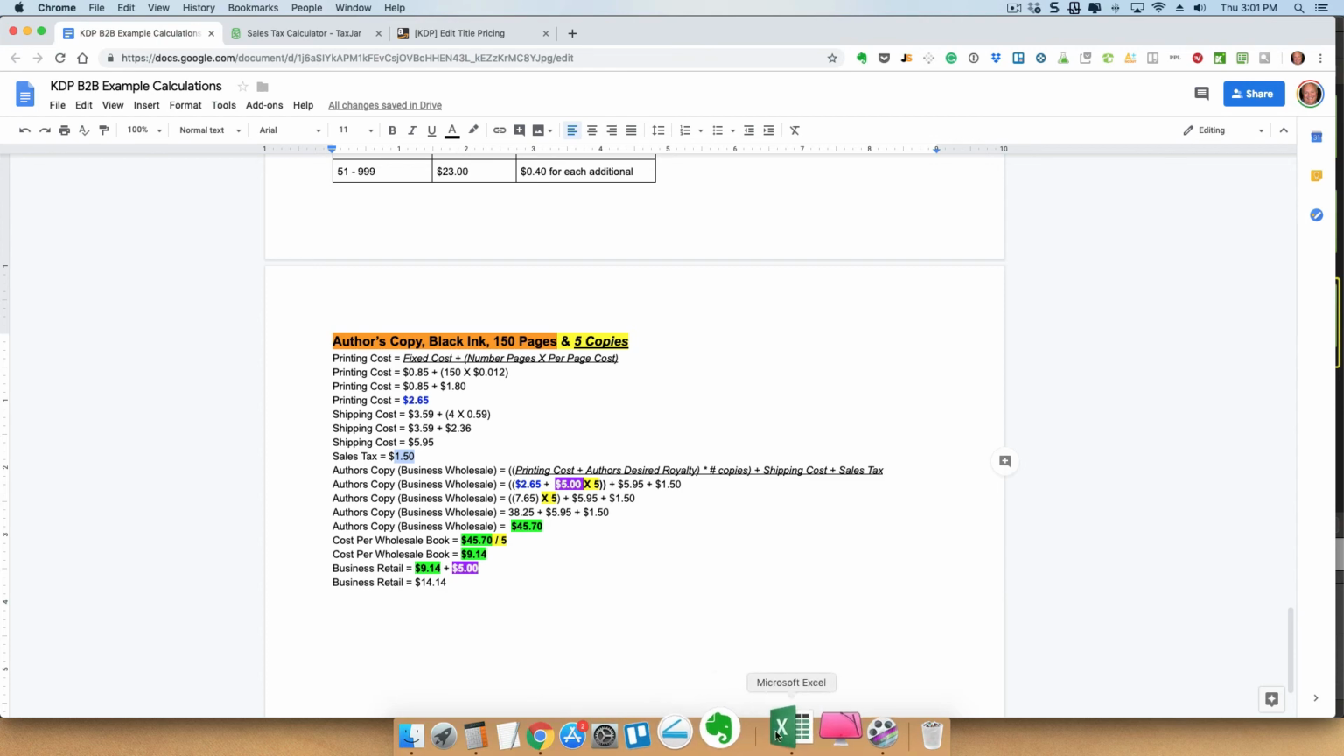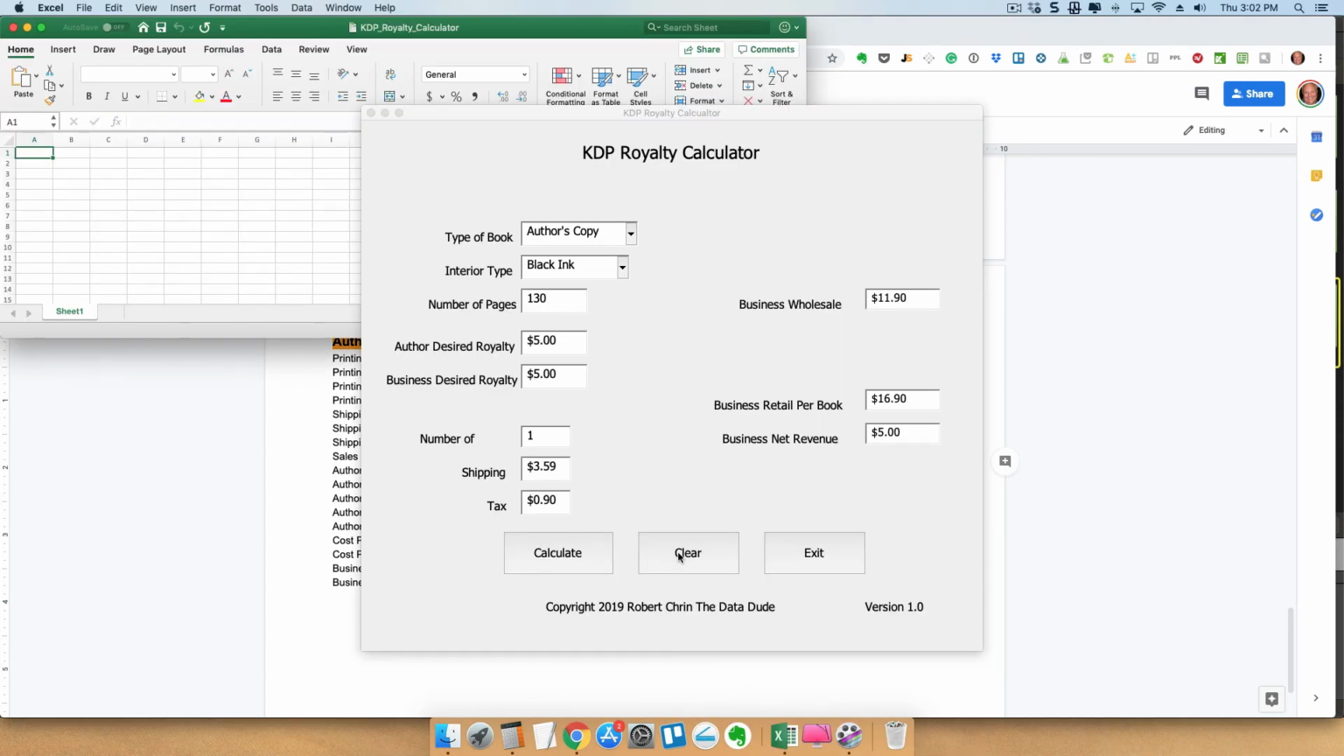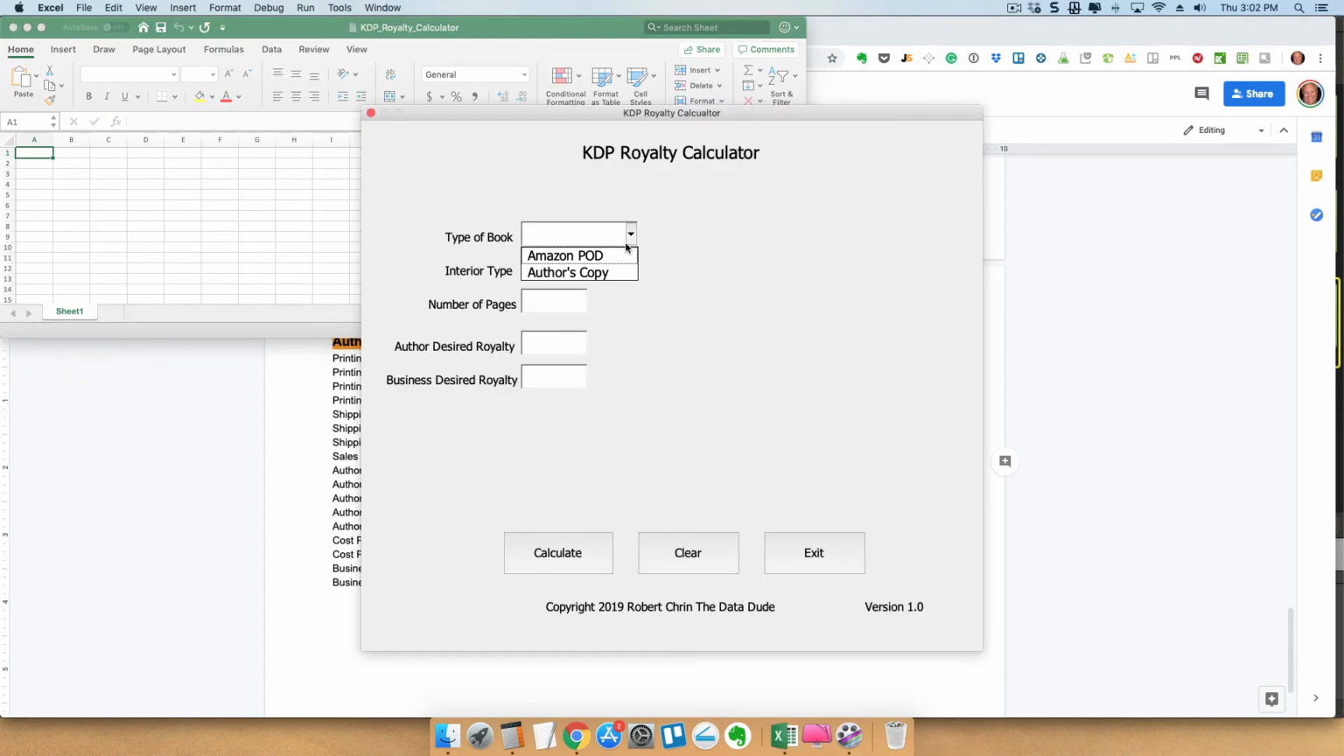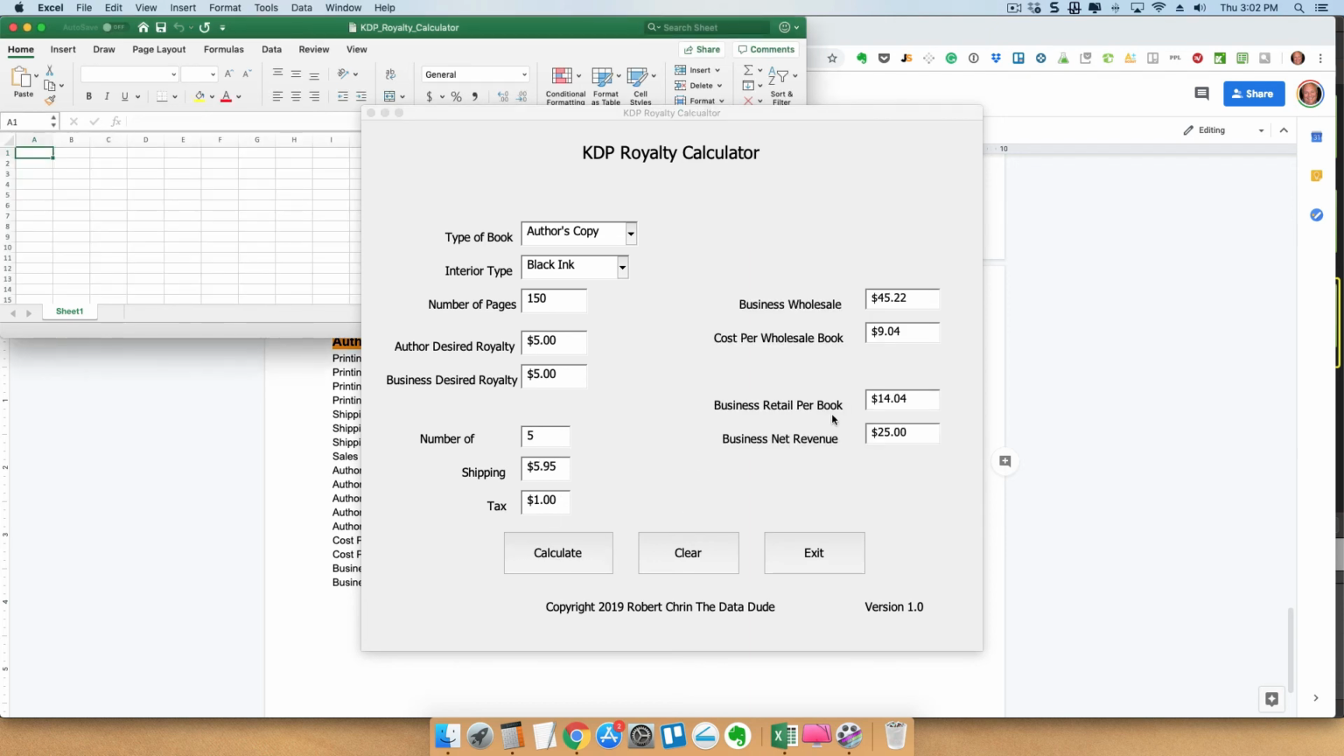So we're going to go to the calculator. We're going to clear out what we had from before. We're going to do author's copy, black ink, 150 pages. Was it 150? Yes. Okay. And they want to make $5. I'm just going to leave the tax at $1 right now, and we're going to hit calculate. So it'll calculate everything for this automatically, $45.22.